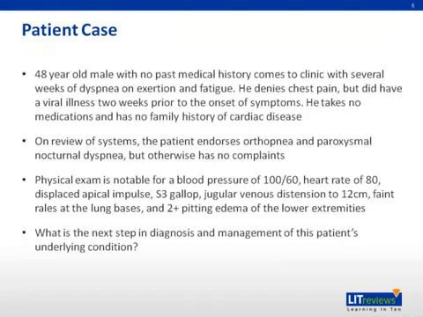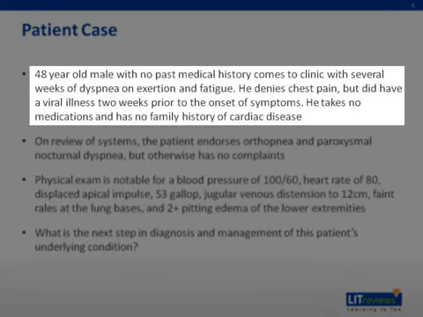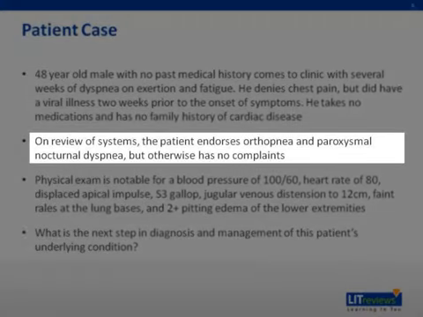Let us start with our case. A 48-year-old male with no past medical history comes to clinic with several weeks of dyspnea on exertion and fatigue. He denies chest pain, but did have a viral illness 2 weeks prior to the onset of symptoms. He takes no medications and has no family history of cardiac disease. On review of systems, the patient endorses orthopnea and paroxysmal nocturnal dyspnea, but otherwise has no complaints.